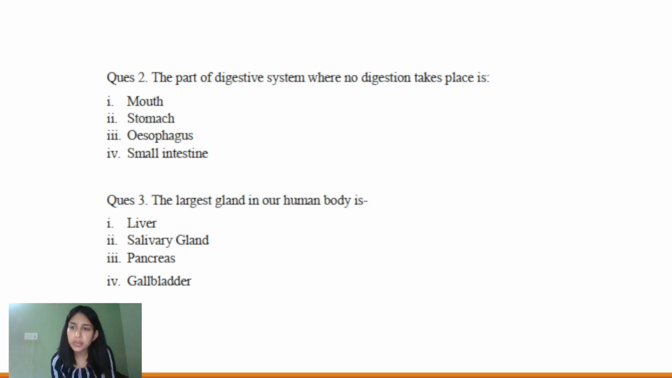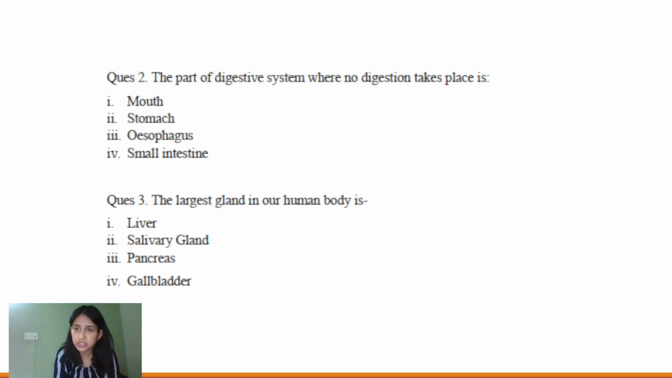Because we know that in the mouth, what is happening? We are chewing the food. We are breaking it into parts, the initial parts, and we are passing that food from the mouth to the stomach with the help of the esophagus. So the esophagus is just a pipe-like structure which is connecting the mouth and the stomach.